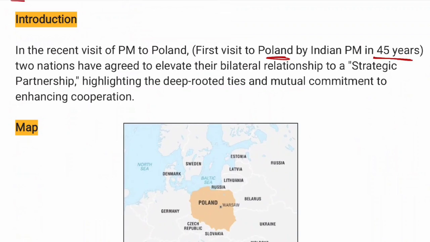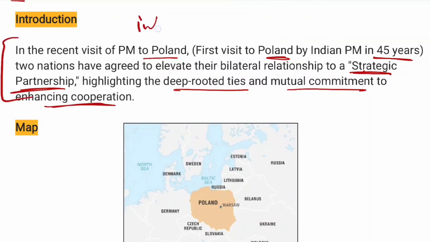In introduction, you can use this one. In recent visit of Prime Minister to Poland, two nations have agreed to elevate their bilateral relation to strategic partnership, highlighting the deep-rooted ties and mutual commitment to enhancing the cooperation. So this can be used as introduction to your answers related to India and Poland.